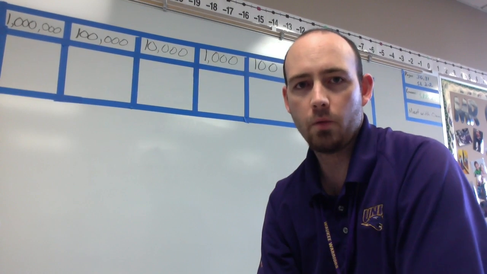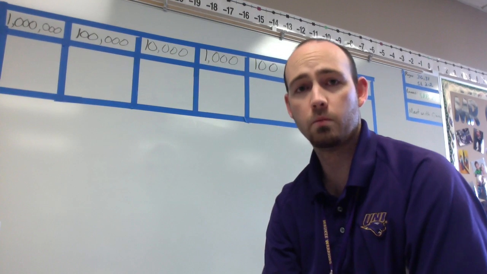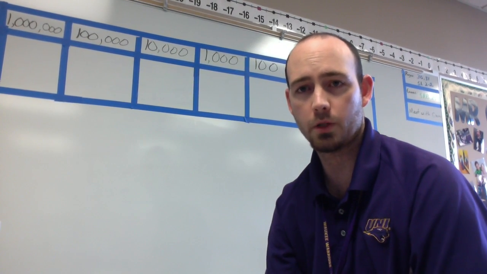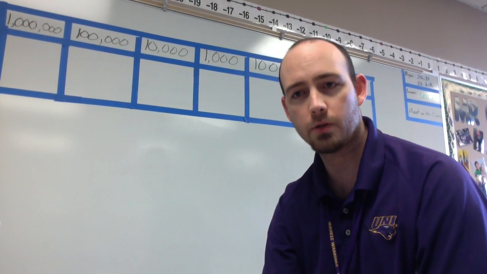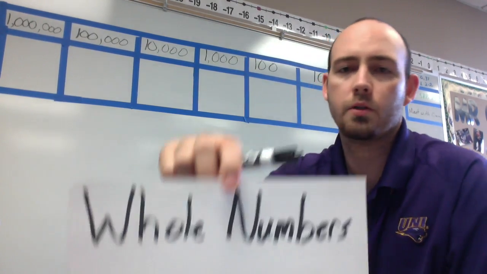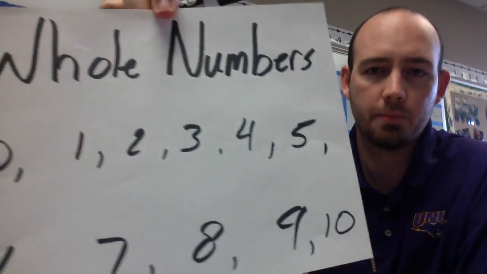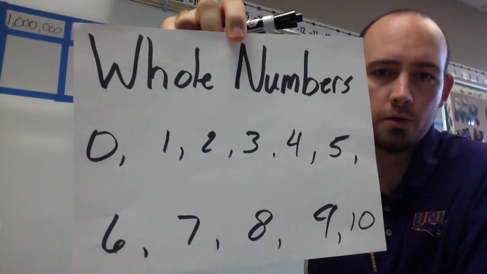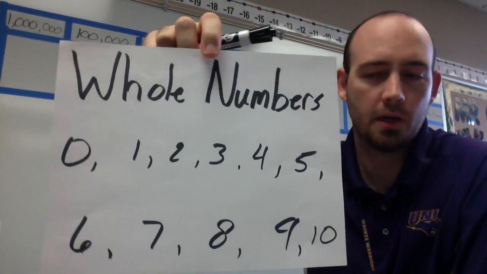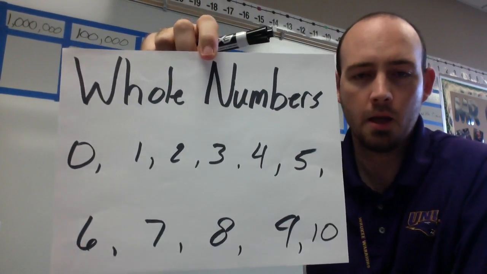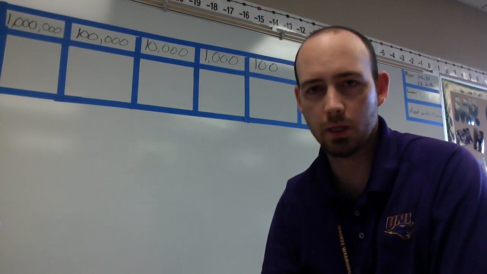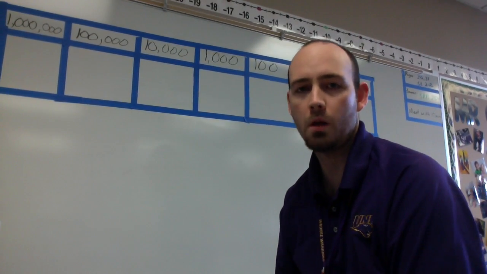Hey class, today we are talking about whole number place value, but before we talk about whole number place value, we should probably make sure we know what whole numbers are. Whole numbers are going to be counting numbers including 0. Here's a list of whole numbers up to 10: 0, 1, 2, 3, 4, 5, 6, 7, 8, 9, and 10. No fractions, no decimals, we're just talking about whole numbers.